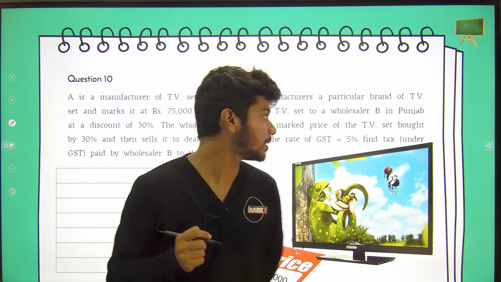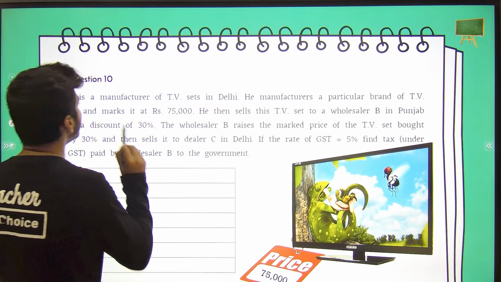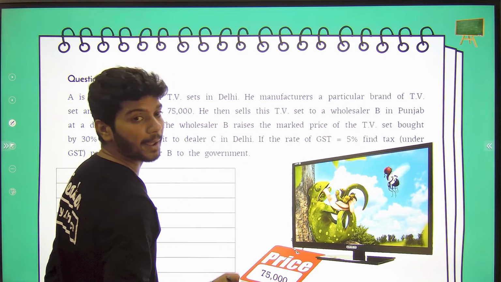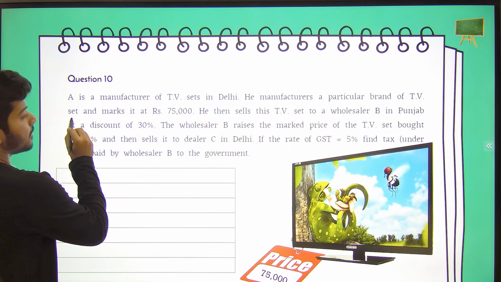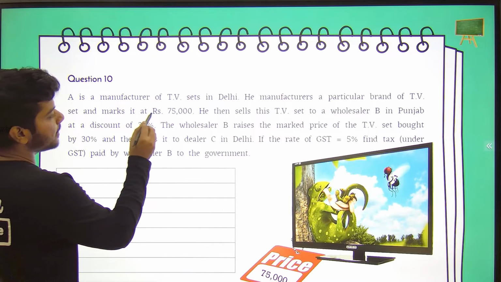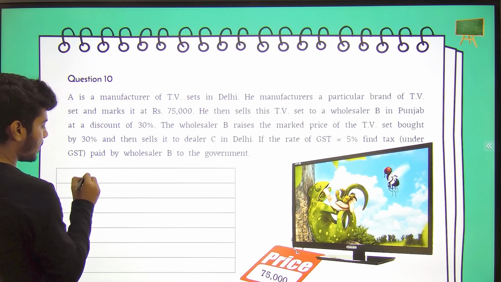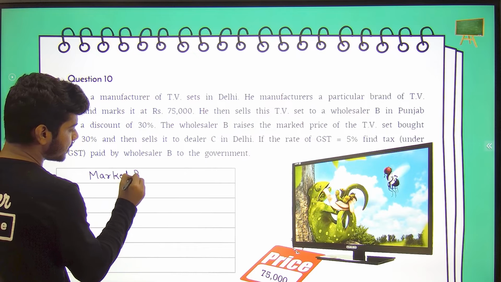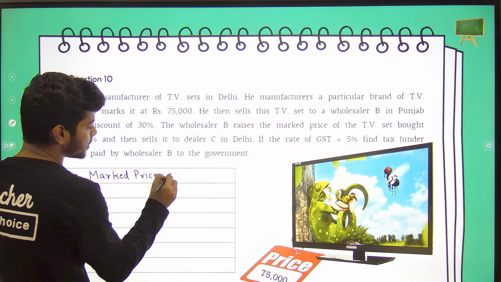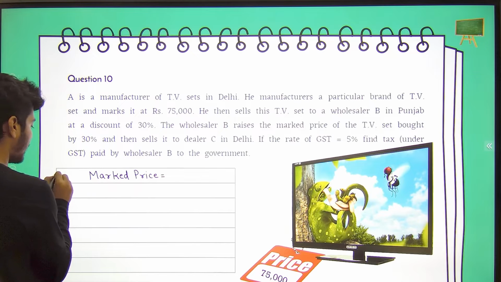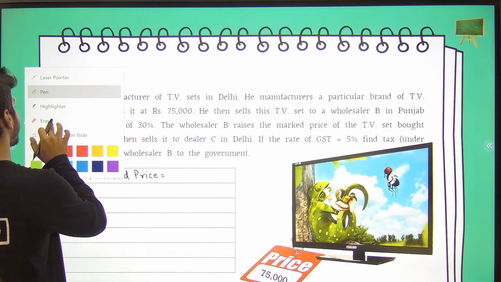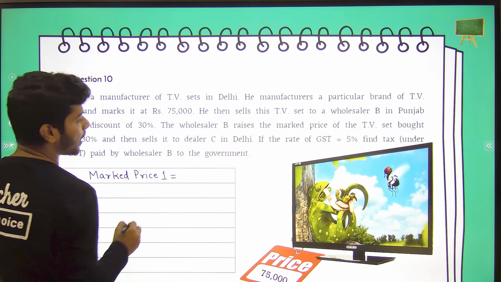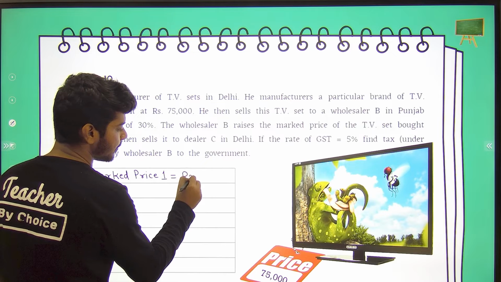Now let's move on to question number 10. Question number 10 says A is a manufacturer of TV sets in Delhi. He manufactures a particular brand of TV sets and marks it at 75,000. So the current mark price, or first mark price, mark price 1, is 75,000 rupees.